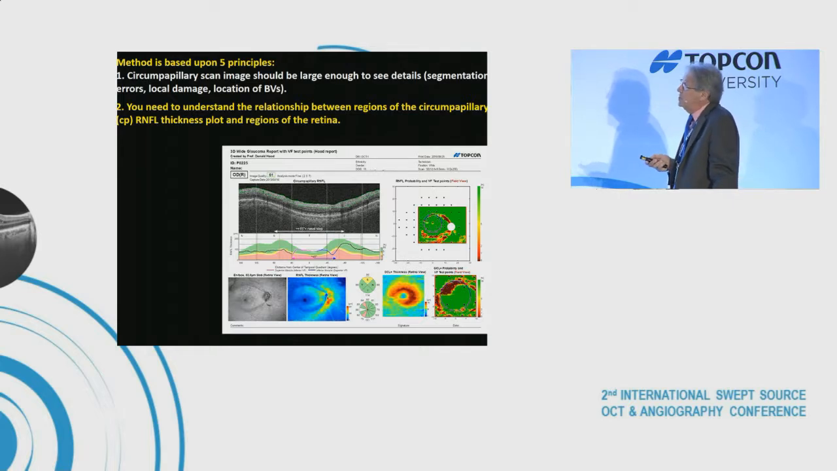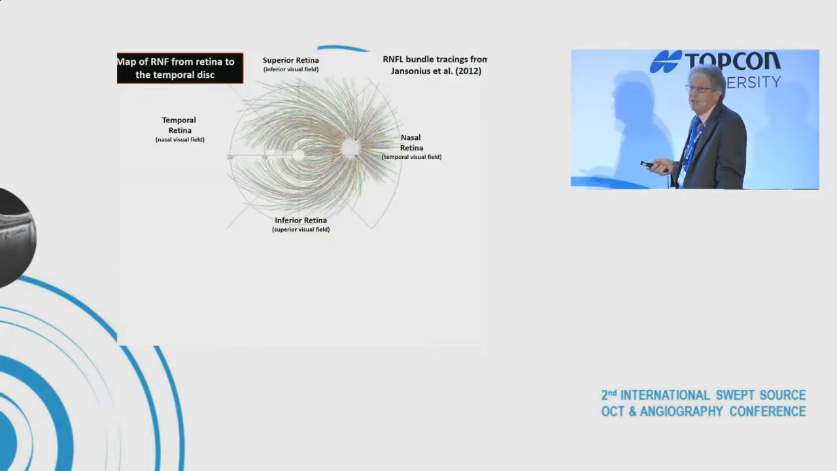All right, the second principle. You have to understand the relationship between regions of the circumpapillary thickness, that is, regions of this thickness plot, which is the distance between these green lines, and regions of the retina. So to do that, we developed a map that related the location that the axons from the ganglion cells enter the disc to where the ganglion cells are. So we have a map from here to here.